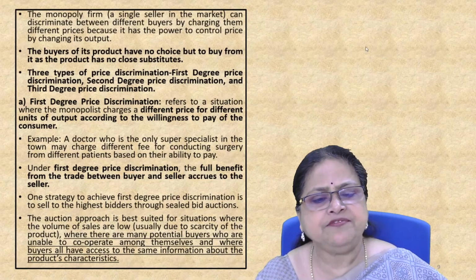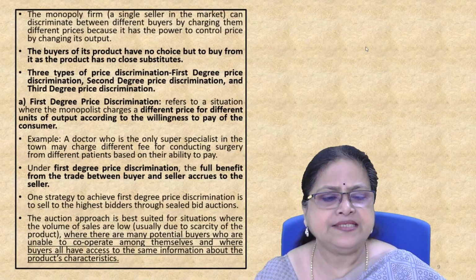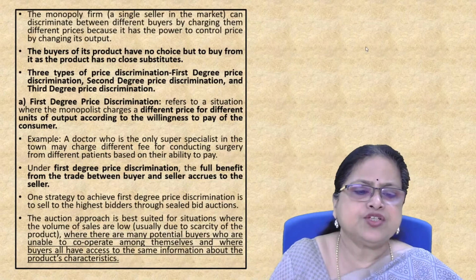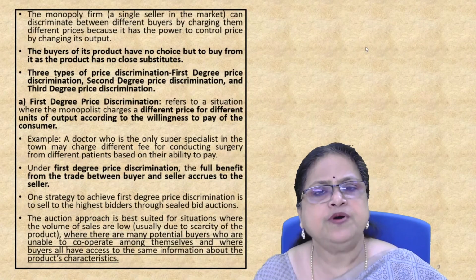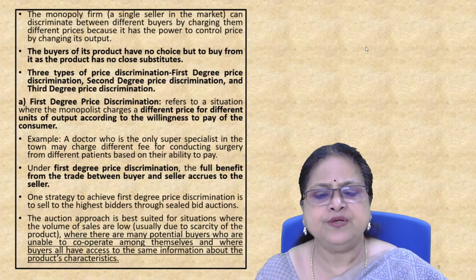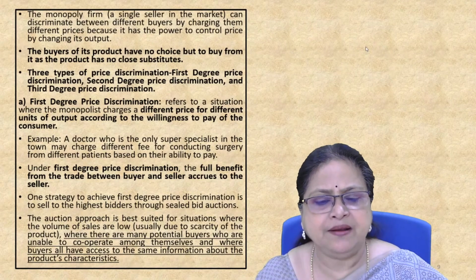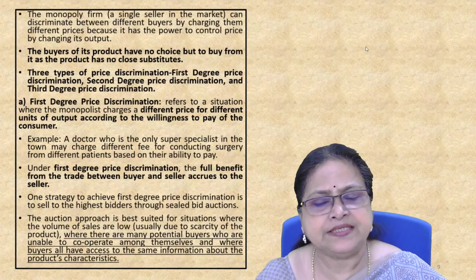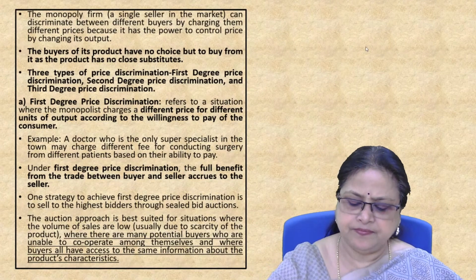One strategy to achieve first degree price discrimination is to sell to the highest bidders through sealed bid auctions. The auction approach is best suited for situations where the volume of sales is low, usually due to scarcity of the product, where there are many potential buyers and they all have access to the same information about the product's characteristics.